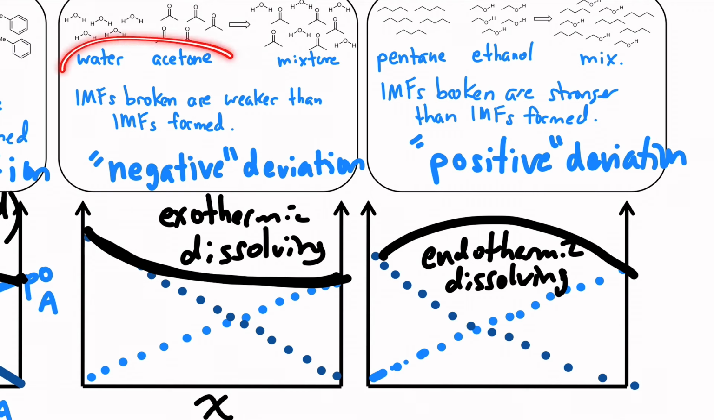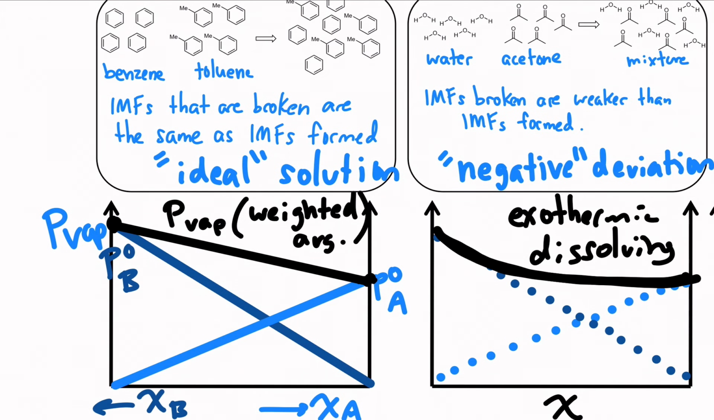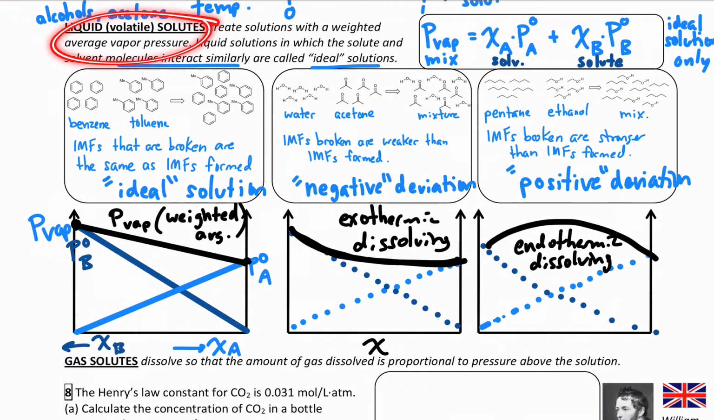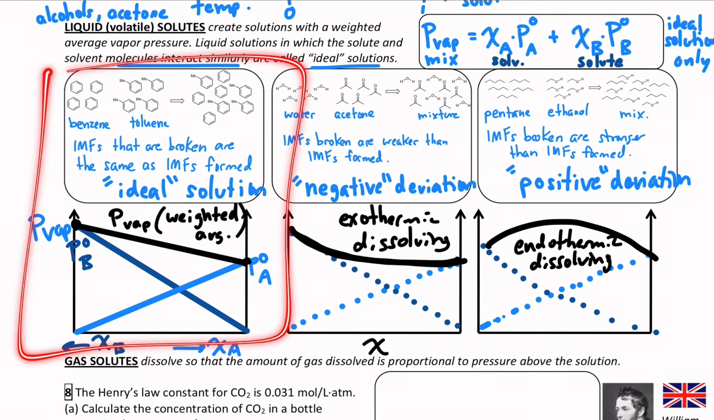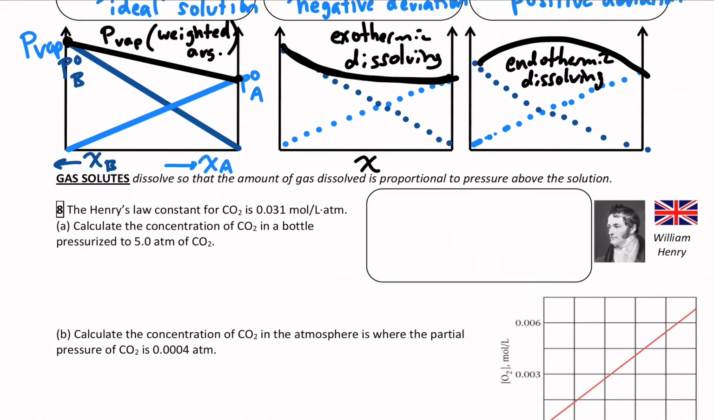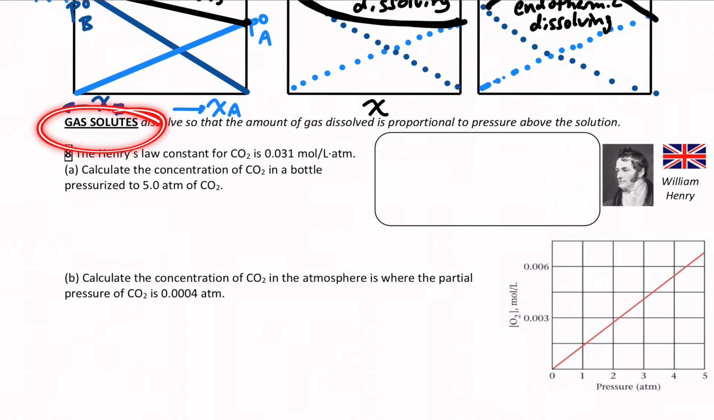And vice versa for acetone and water. When you mix the two, it gets warmer because you're forming something that's more favorable than what you broke. And guess what happens when you mix two liquids that are ideal? No temperature change. There's neither an exotherm nor an endotherm when you mix the two together. Okay, so that's a lot to say about when you mix liquids with each other. The main thing is the weighted average vapor pressure, but these other cases also happen. Let's wrap up this lesson by looking at what happens when we dissolve gases.